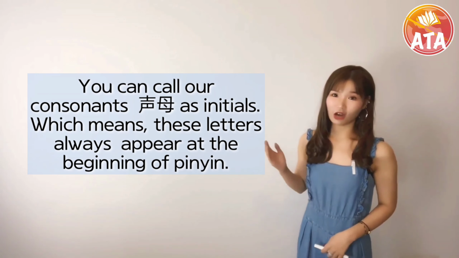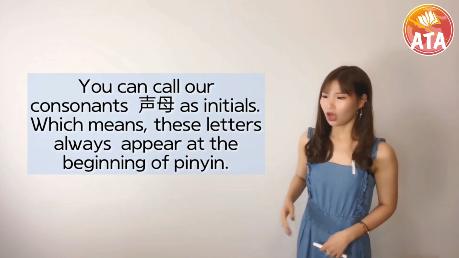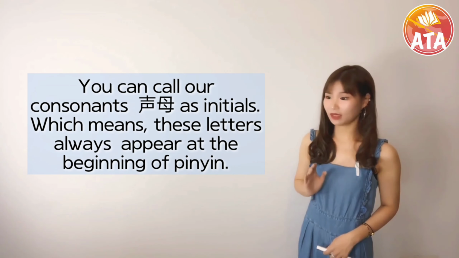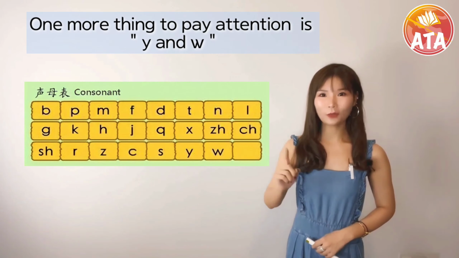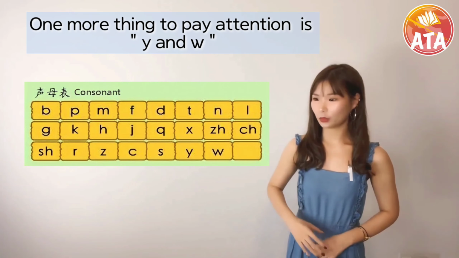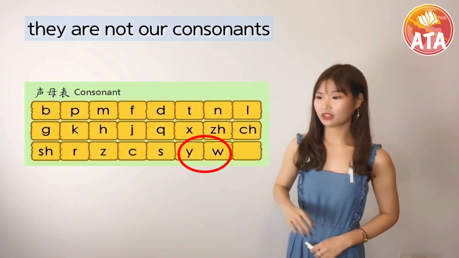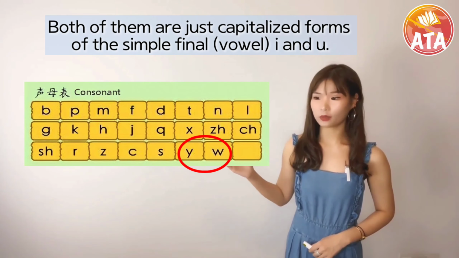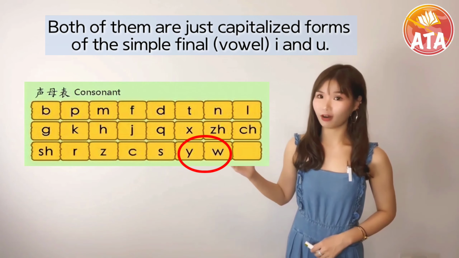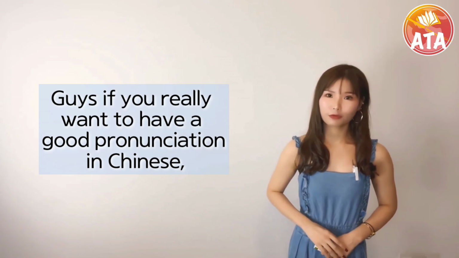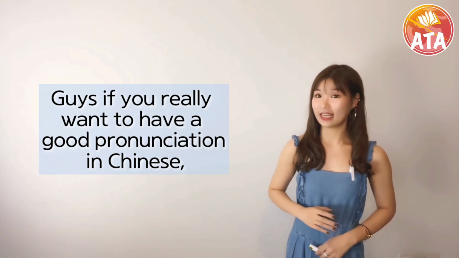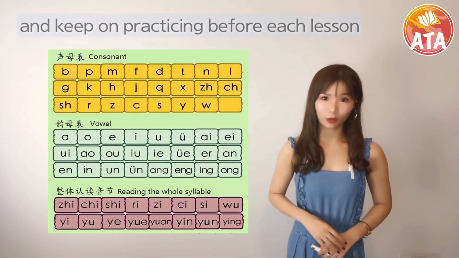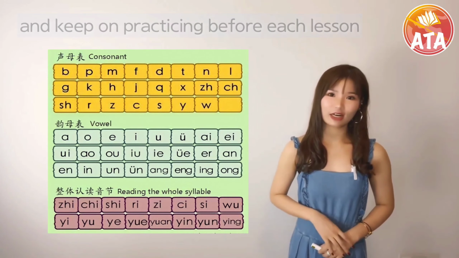You can call our consonants initials, which means these letters always appear at the beginning of the pinyin. Oh, one more thing to pay attention to is E and U. The ones in the red circle are not our consonants. Those two are just capitalized forms of the simple vowels E and U. So guys, if you really want to have good pronunciation in Chinese, you really need to learn all of them and keep on practicing before each of our lessons.